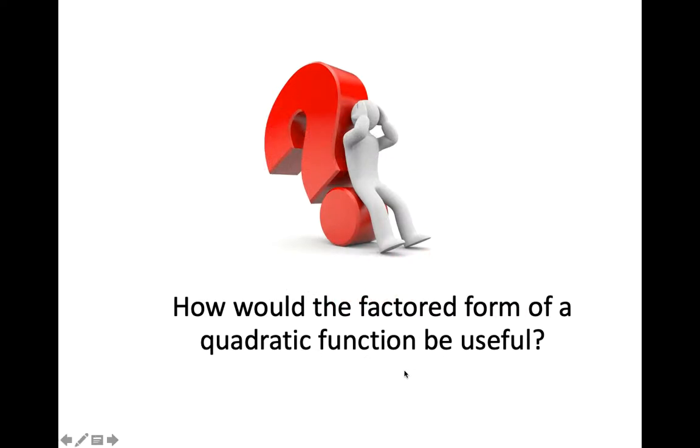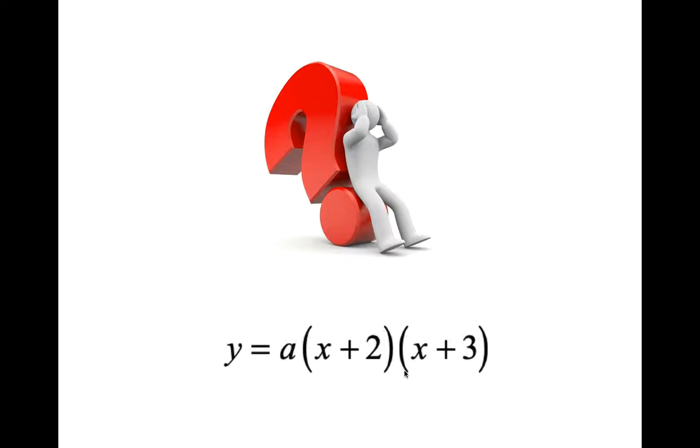Now, the other question then that comes is, why is this of any use to me? Why am I interested at all in this factored form that I've shown you? The factored form, of course, looks like this, where I've got y is equal to, here's my x plus 2 and x plus 3, and I have some kind of number in front. This is just a number, so it could tell me that the graph opens up or down, or it's skinny or fat.